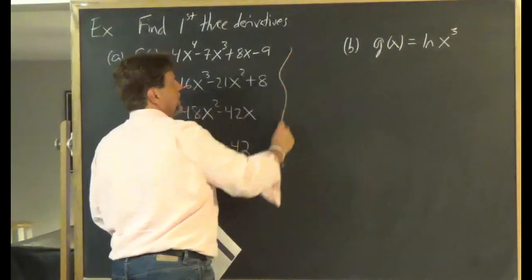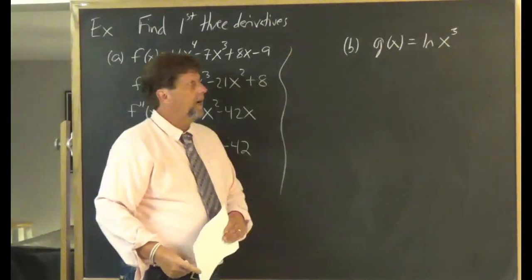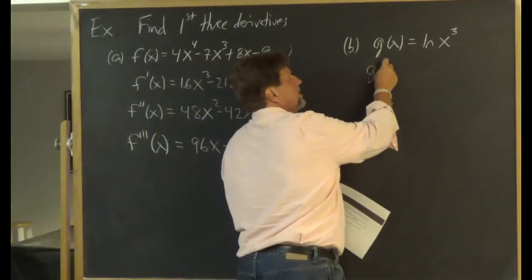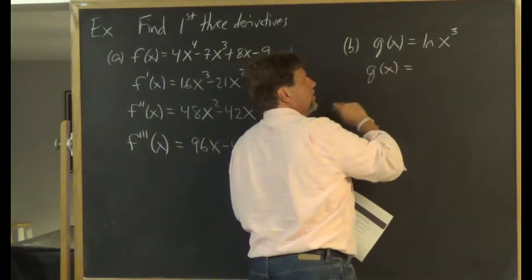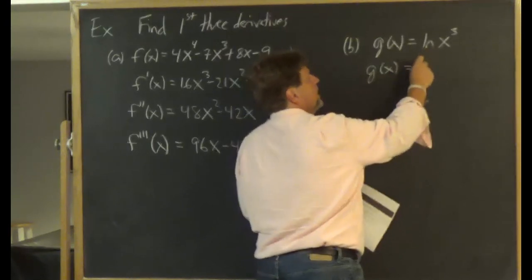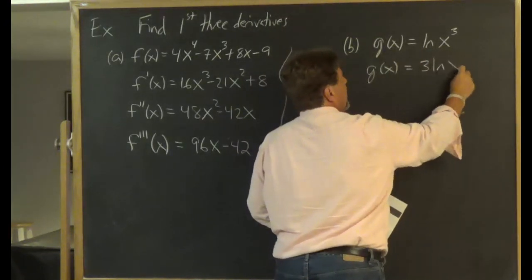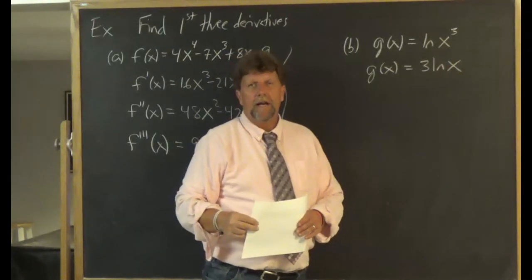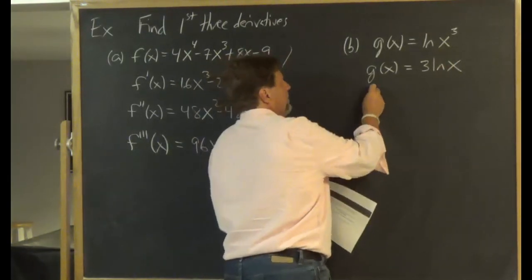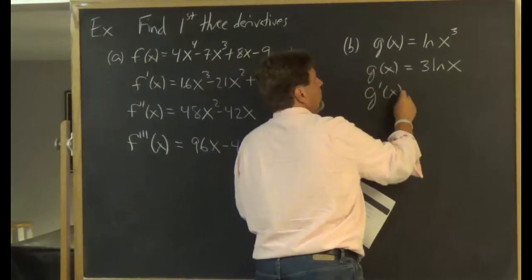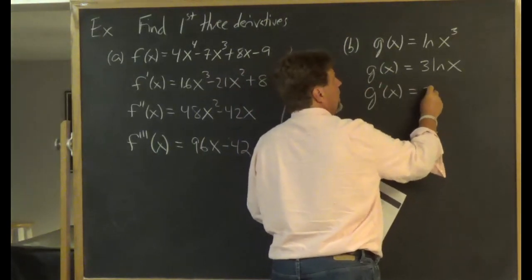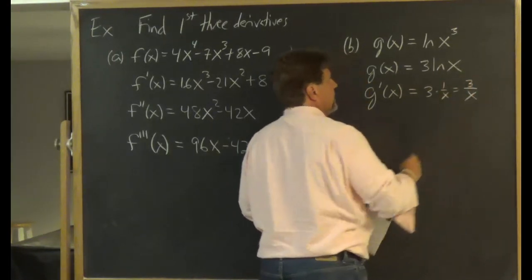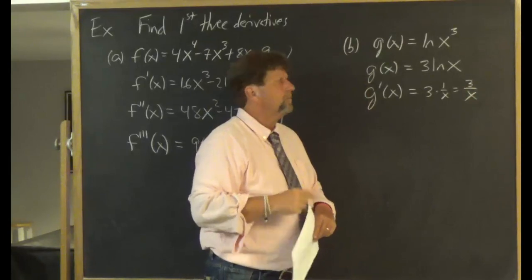Part B, the function we were given was g of x equals natural log of x cubed. I decided for this one I'm going to start off with a step of algebra. I'm going to use an old property of logarithms that allows me to rewrite natural log x cubed as 3 times natural log x. Then we get the derivative. Well, the derivative of natural log x is 1 over x. So the derivative is 3 over x.